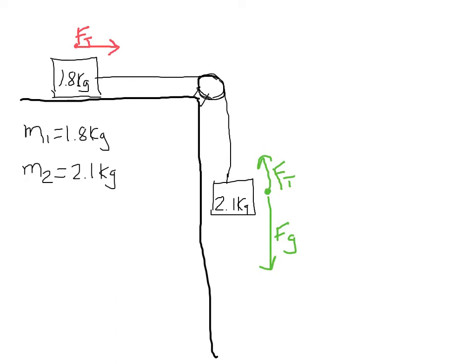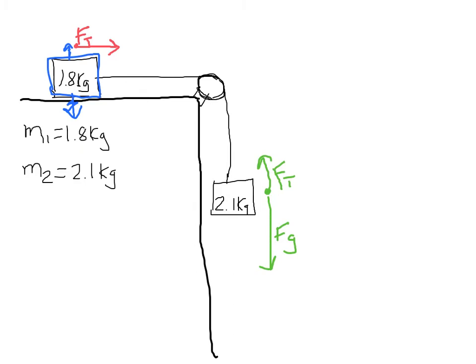Once again, I've ignored the y components because they just cancel out top and bottom. The normal and the gravity on block 1 at the top here cancel out. Gravity and normal force balance each other. There's no motion in the y component, so I cancel them. I don't even bother thinking about them at this point. So the only force that's acting on it is the force of tension.